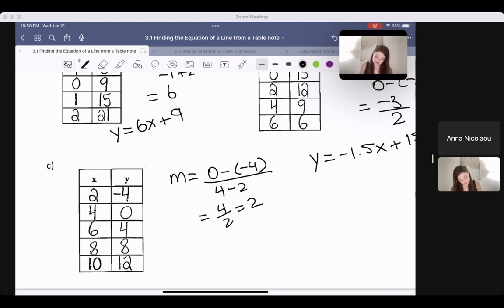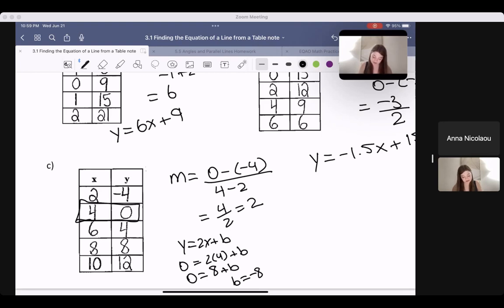So let's do that. y equals 2x plus b. We don't know what b is yet. We're pretending we don't actually know it's -8. We're going to plug in some point and find b. So I'm going to plug in this point for 0 just because I think it's easiest. That means 0 is equal to 2 times 4 plus b, which means 0 equals 8 plus b, which means b equals -8, right? So there we go. We found the same answer with this method.